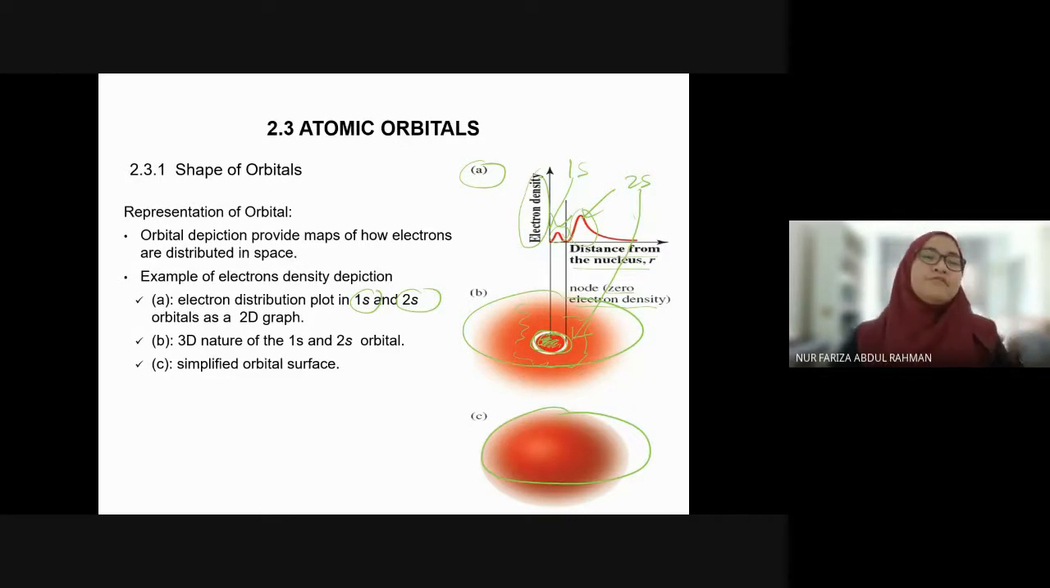Can you imagine if you have orbitals s, p, d, f all combined into one? That is why we see the atom as more of a spherical shape, once they overlap each other. So what we see is more of the spherical shape.